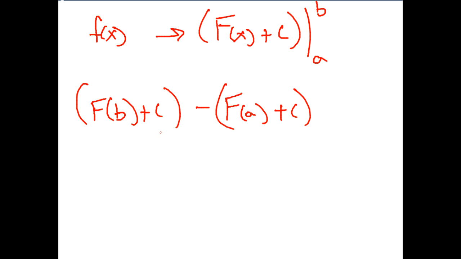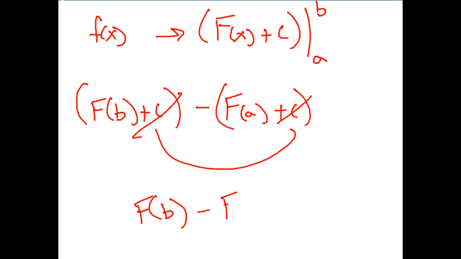And we notice when we subtract, these constants cancel out, and so we still are left with F of b minus F of a. So it really doesn't matter what antiderivative we use. So the easiest one to use is the one that has a constant of 0. Okay, so let's take a look at another one here.